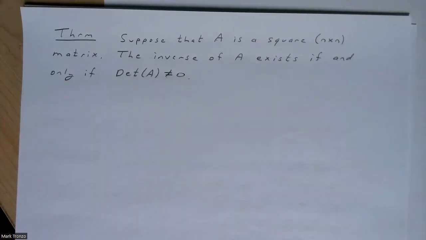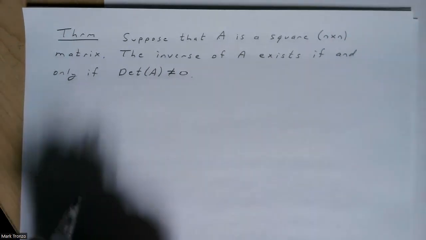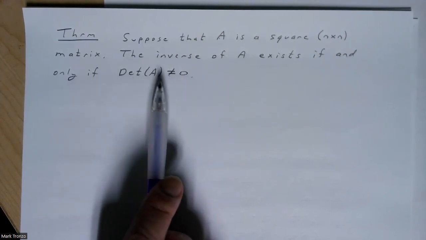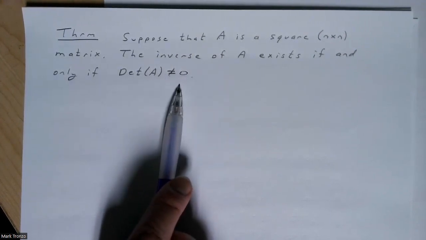Now, again, for larger matrices, to find the inverse is more complicated. We'll do that in another video. But for right now, for any matrix, you can tell right away whether or not it has an inverse. If the determinant's not 0, it has an inverse.